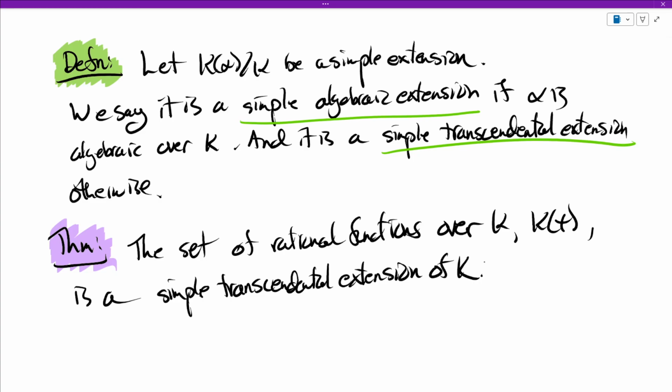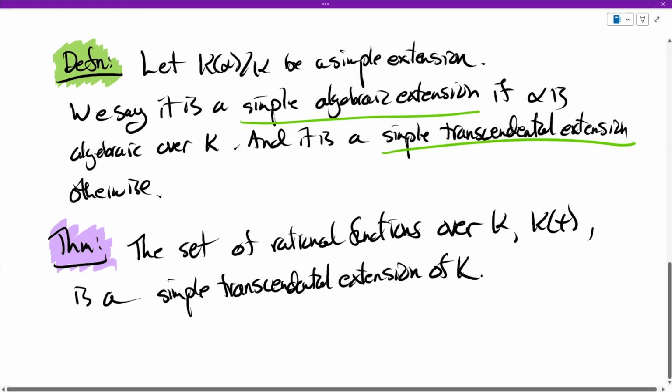In fact, more is true. This is something that we've seen before in chapter 1: all simple transcendental extensions of K are isomorphic to this one. So not only is it a simple transcendental extension, up to isomorphism, it's the only one. There's no others. All right, proof.